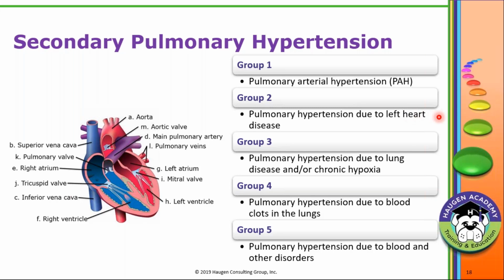The other groups are what you're going to see more commonly, where we've got a patient who has left heart disease that's causing pulmonary hypertension, or a patient who has pulmonary hypertension due to lung disease. These are the patients who have COPD or obstructive sleep apnea. Group 4 is pulmonary hypertension due to blood clots in the lungs, so patients with pulmonary emboli. And group 5 is pulmonary hypertension due to blood and other disorders.